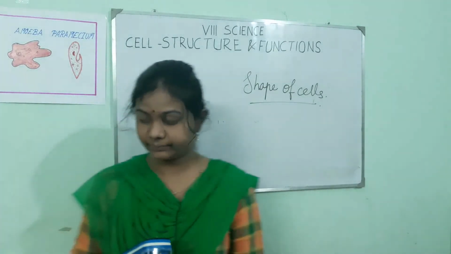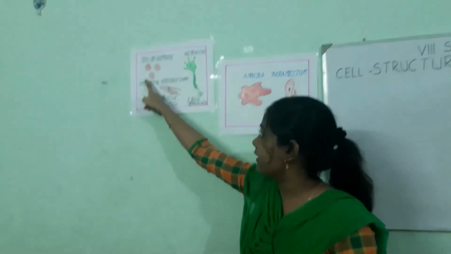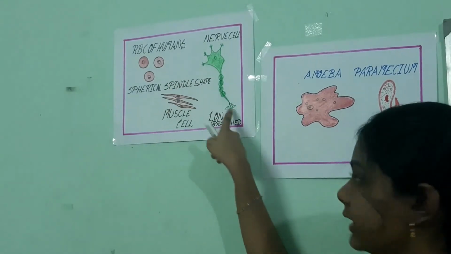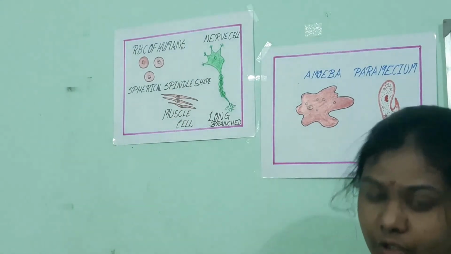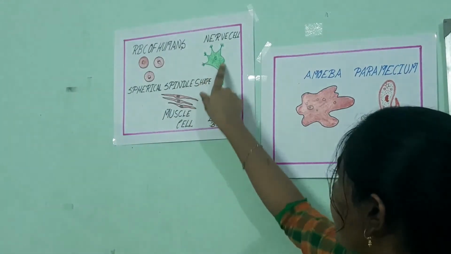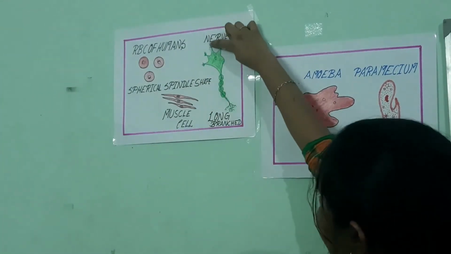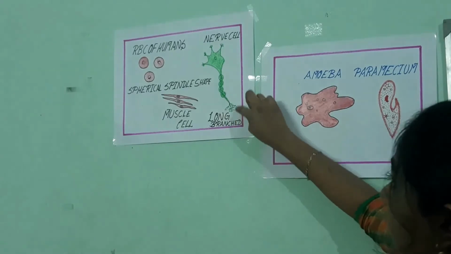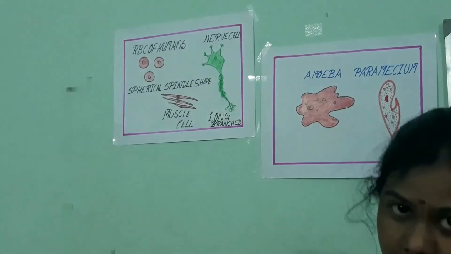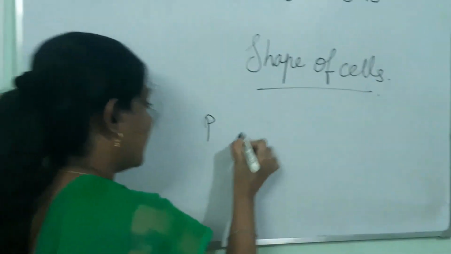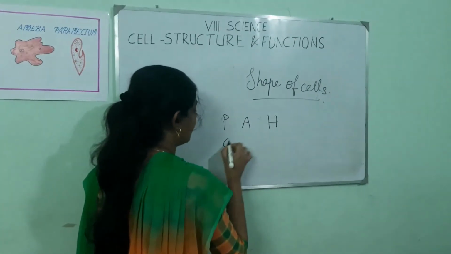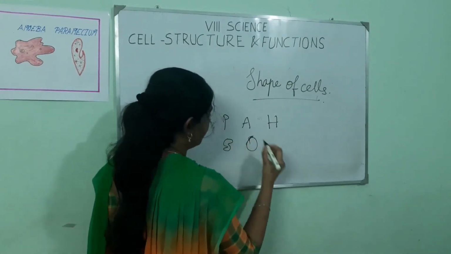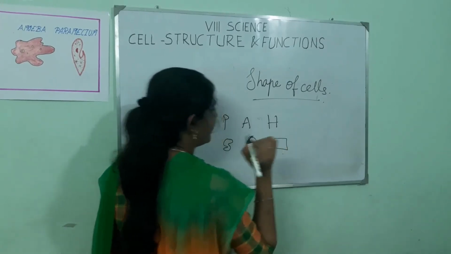If you see here, this is red blood cells, this is muscle cells and this is neuron. All three are cells, but they are all of different shapes. This neuron is of this spindle shape because it collects messages from the brain and transfers the messages to all the nerves. Because of this, it is spindle in shape. In the same way, plants, animals, humans, all have different types of cells, either of round shape or of rectangle shapes, based on their functions.